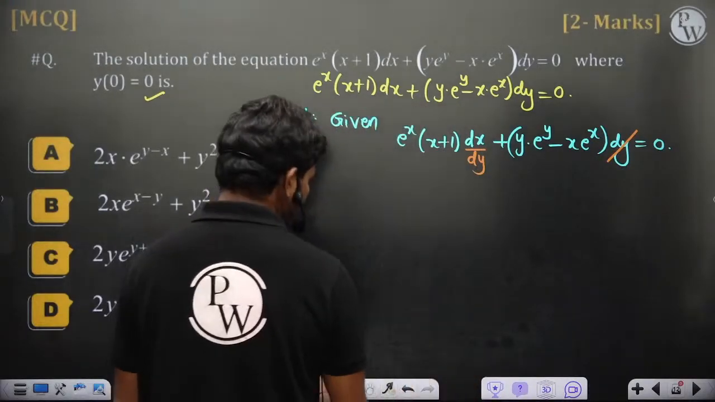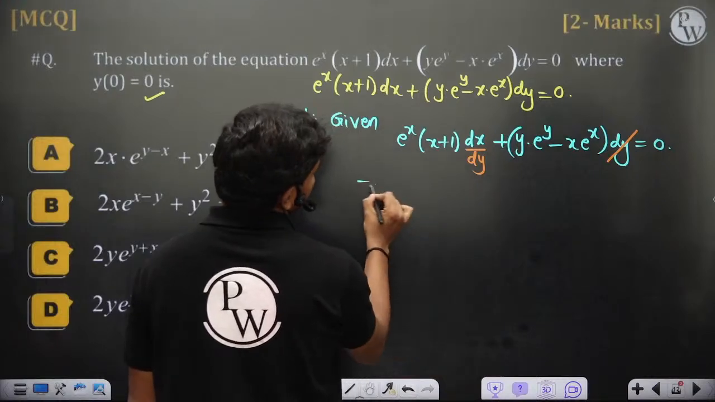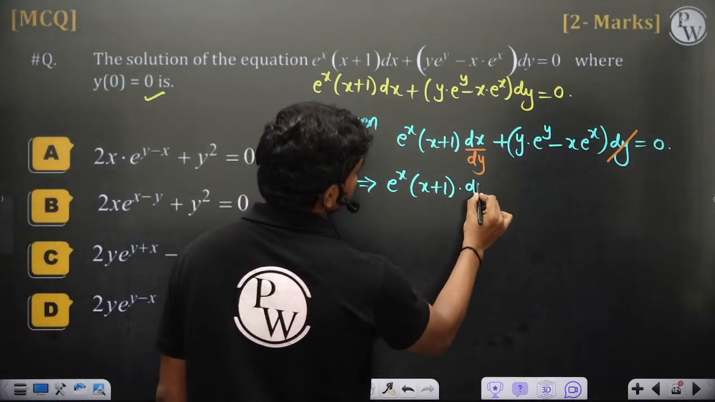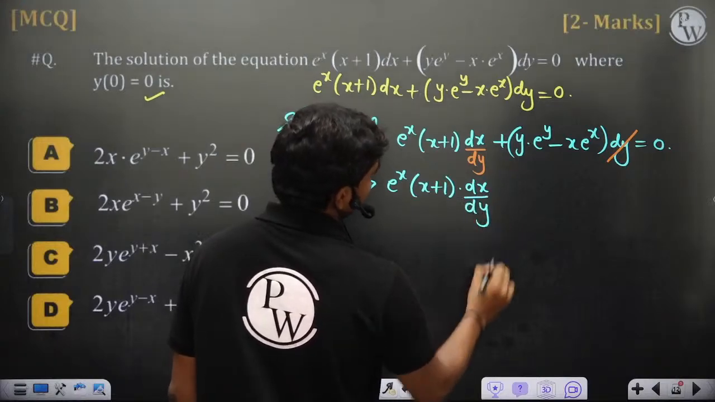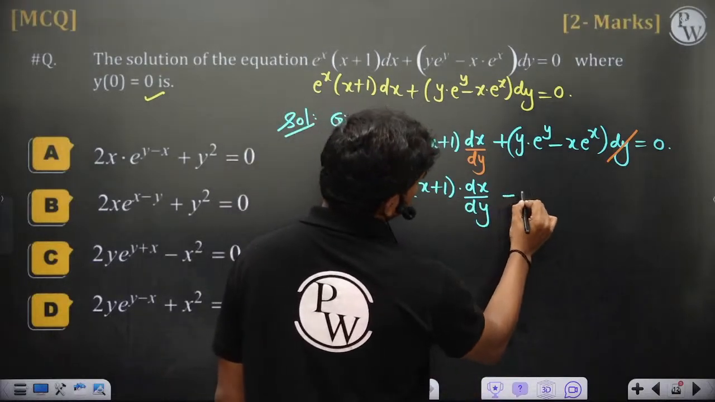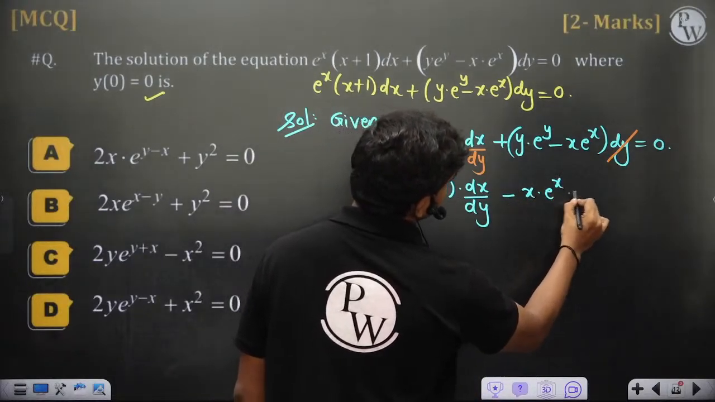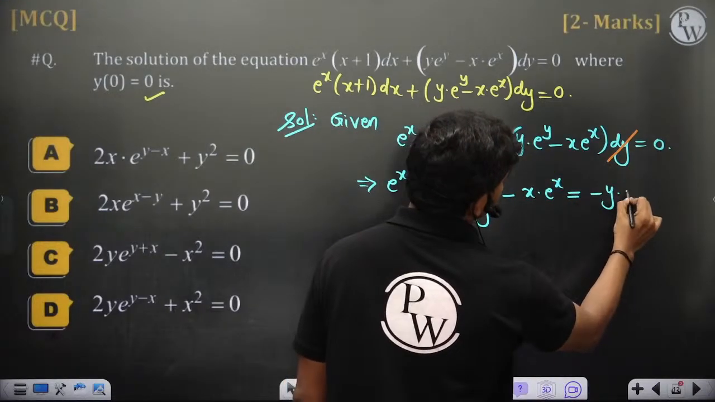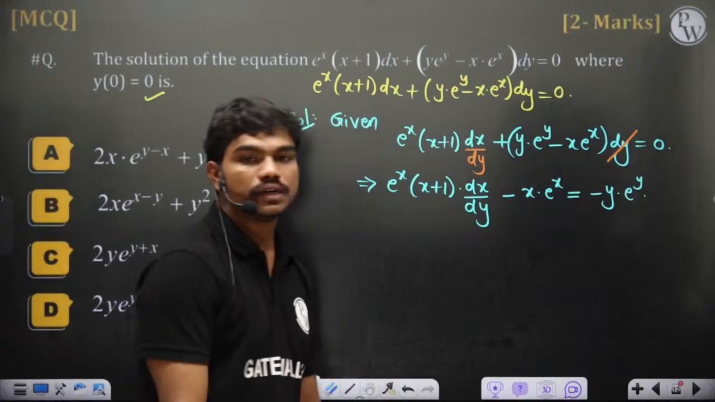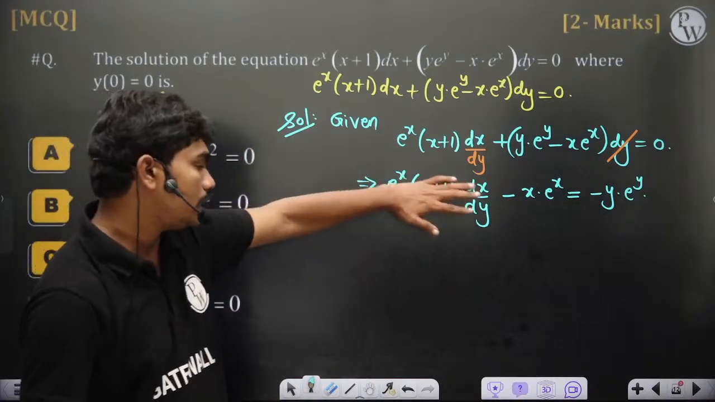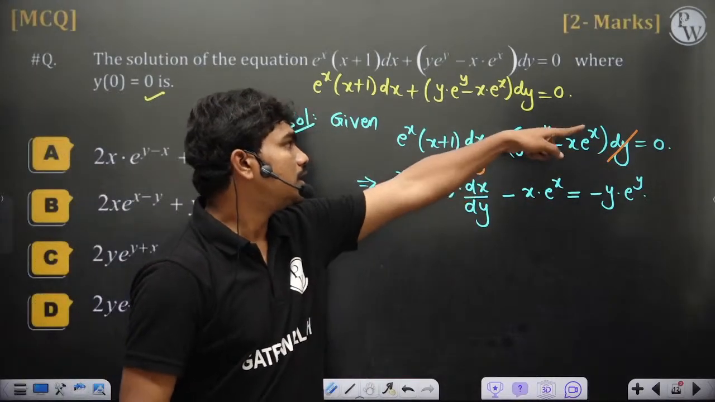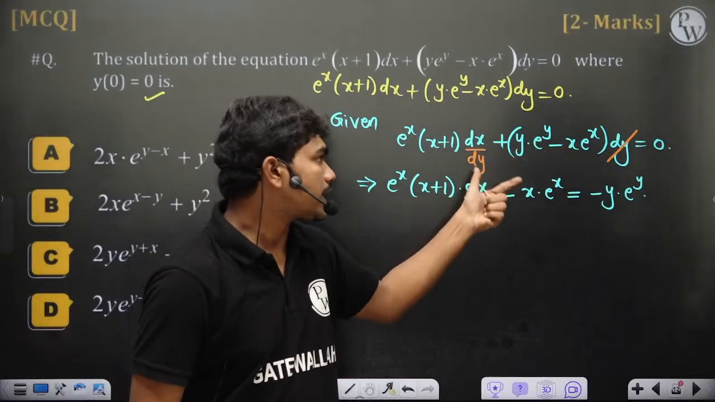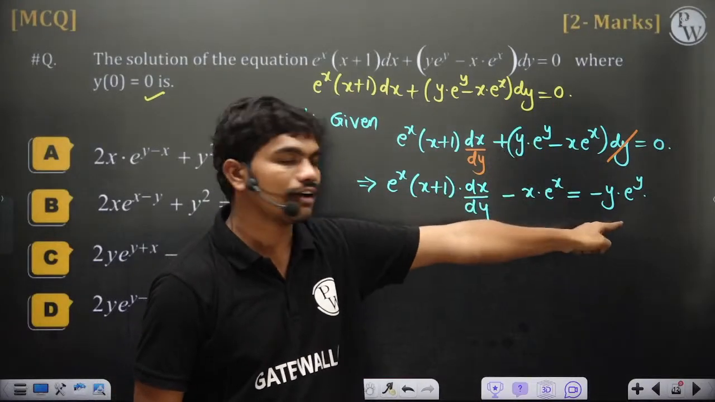divide by dy actually. Okay, so if I do this, then I can have e power x times of x plus 1 dx by dy, then minus x into e power x is equal to, maybe you can take this to the other side, we have minus y times e power y, of course. Okay, so that's the equation that I can have. See, the only thing is I have divided this with dy, so that dy here gets cancelled and you have dy here. So this function as it is, minus x into e power x, and this y into e power y, I have put it on the other side.